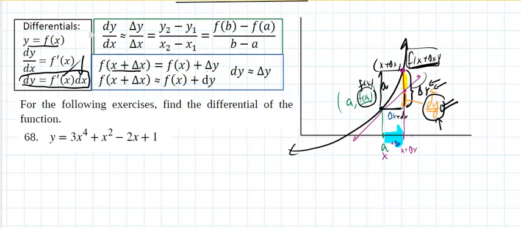So when they say what's the exact change, this is the exact change. When they say what's the approximate change, this is the approximate change.